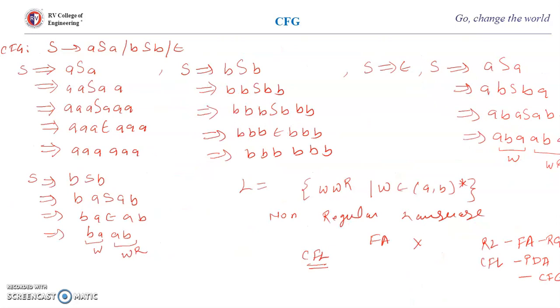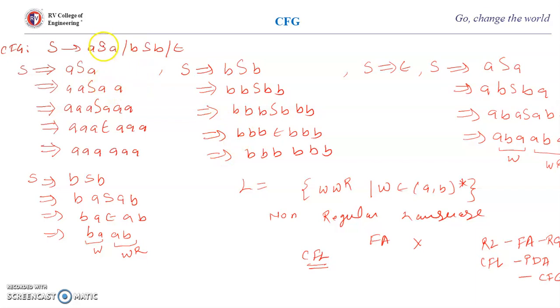Okay, so let's take one example. Same example. What grammar is given to us, and here we have to tell what is the language generated by this grammar. So what we should do, we should try to derive different valid strings of this grammar.